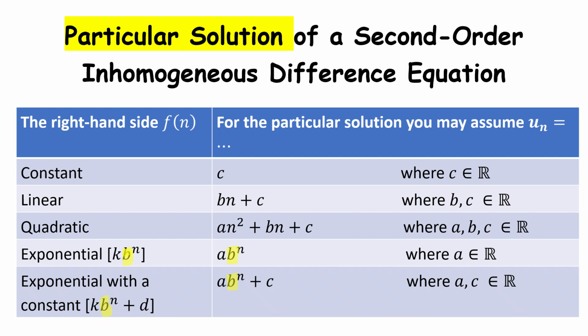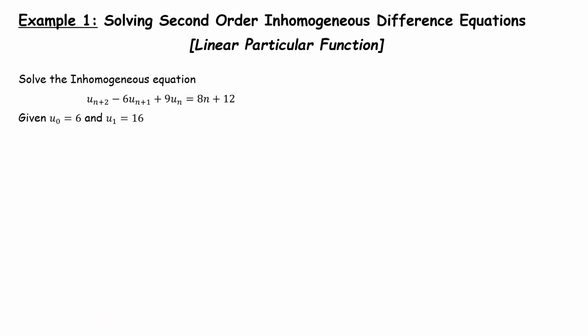So just be aware constants must go in for the constant, linear, and quadratic. But for the exponential, we can think of it as if the exponential doesn't have a constant, then we don't need to put in a constant. If the exponential does have a constant, then we do need a constant.